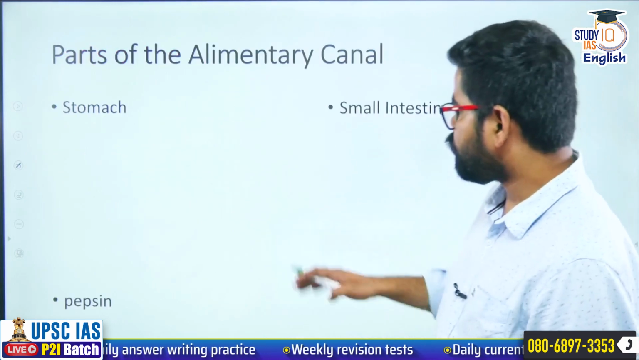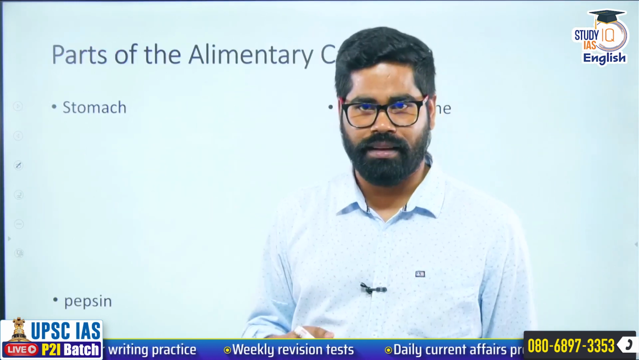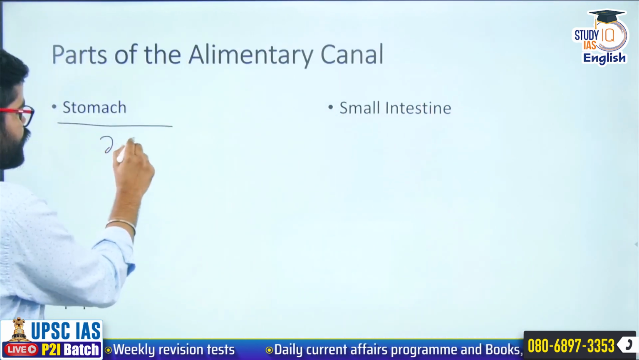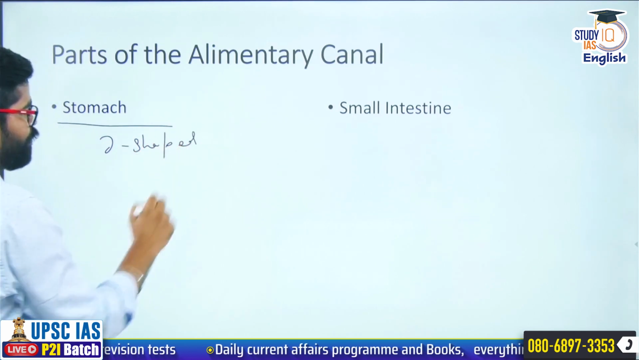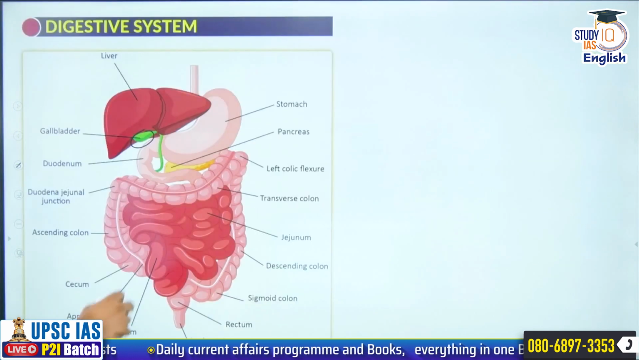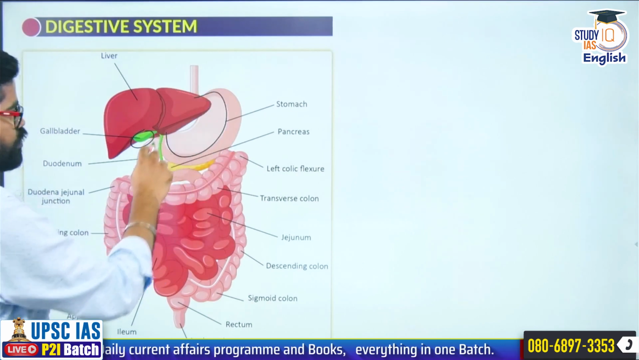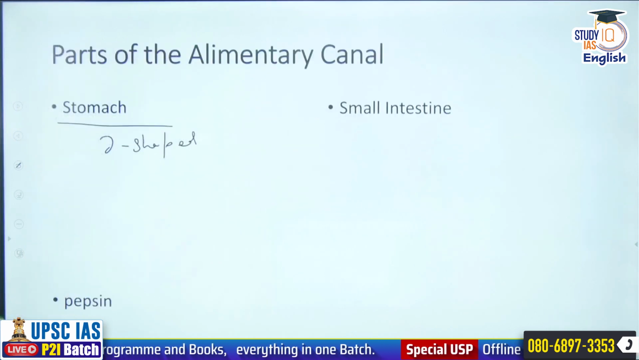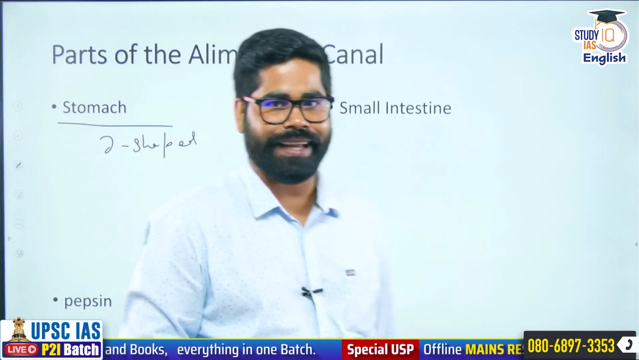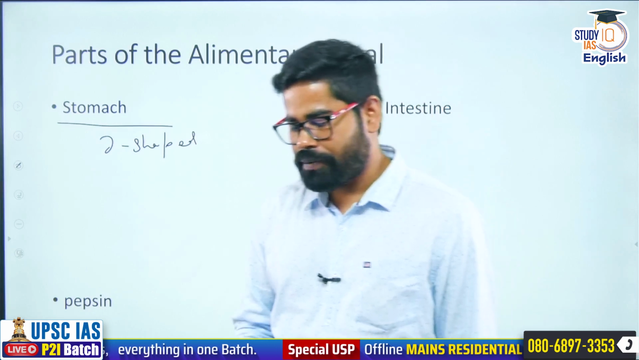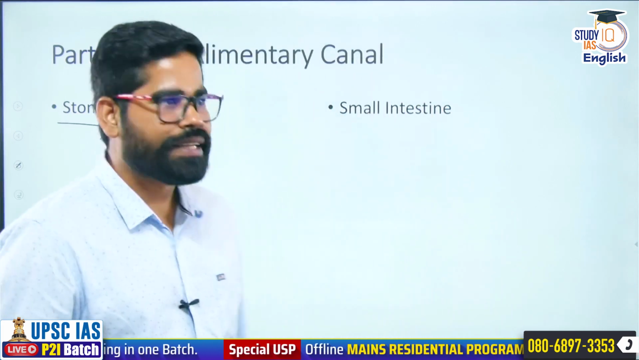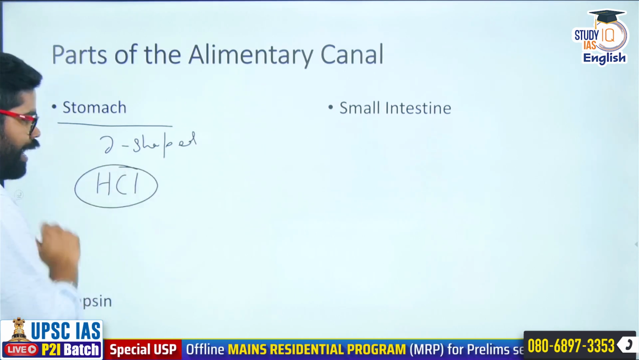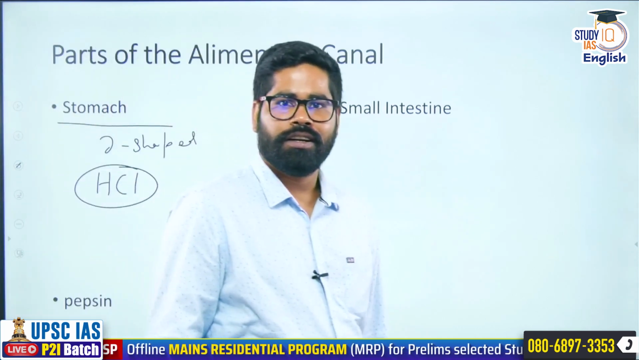Then if we talk about the alimentary canal, after the food pipe, the next section is the stomach. It is a J-shaped structure. You might have seen that image of the stomach. Now if we talk about the stomach, what are the different things done here? Basically, in the stomach there is release of hydrochloric acid, HCl. Hydrochloric acid is released into the stomach.